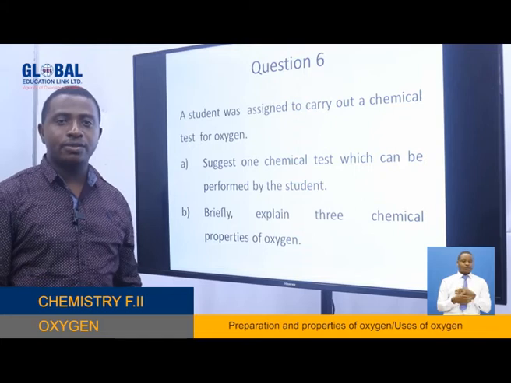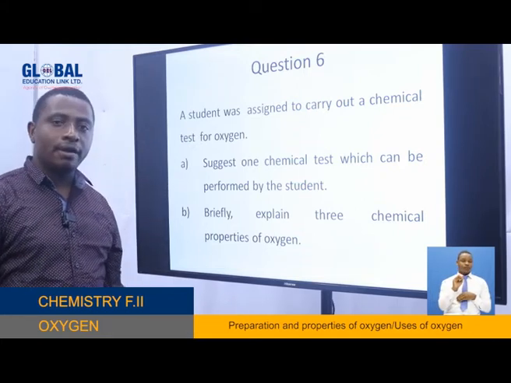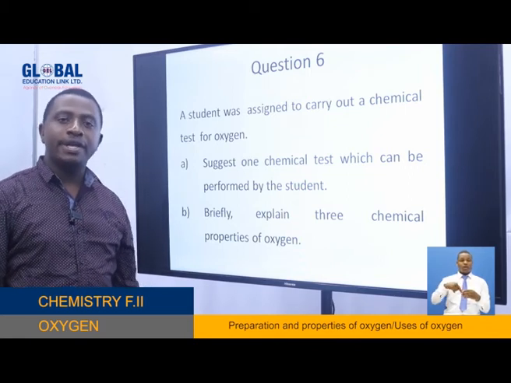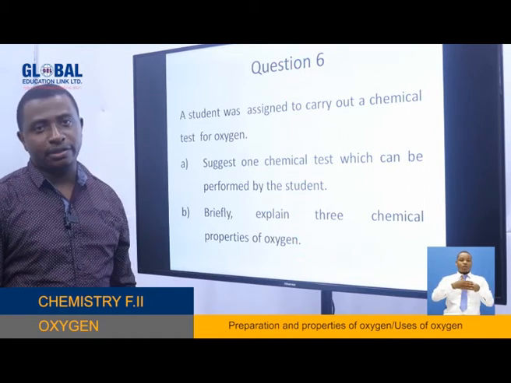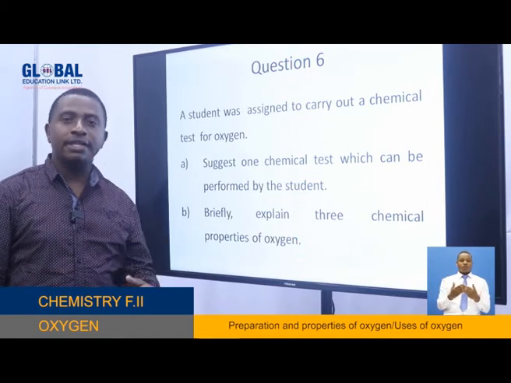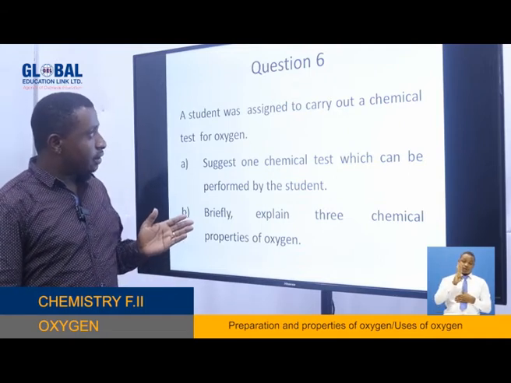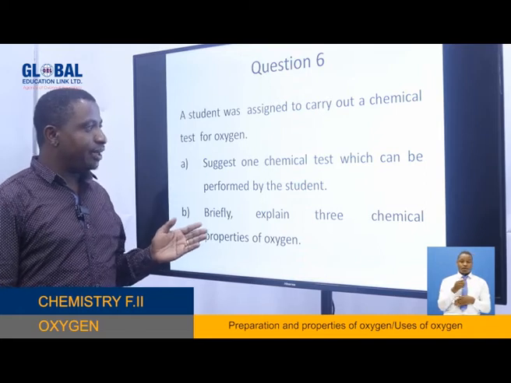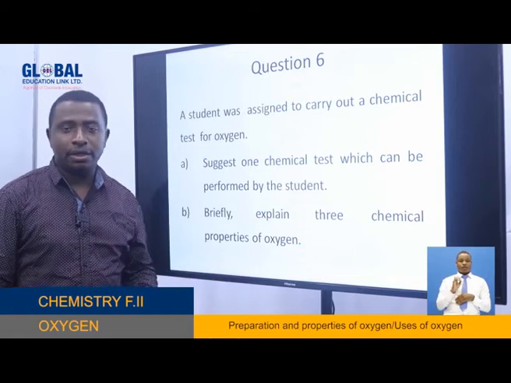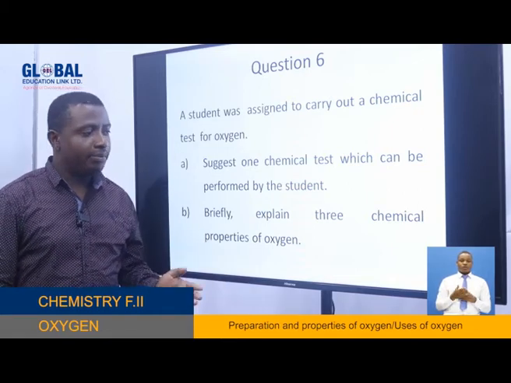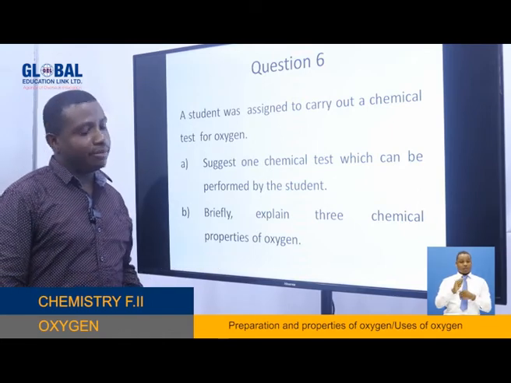Now you remember, dear student, one of the chemical tests I told you: when you lower a glowing splint into a gas jar containing oxygen, it relights the glowing splint. Now you can find another test. Dear students, question number 6b says, briefly explain 3 chemical properties of oxygen. Now this you can go and perform as an assignment. Let us go to question number 7.